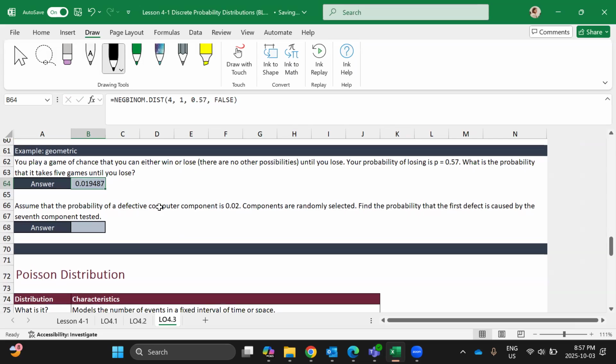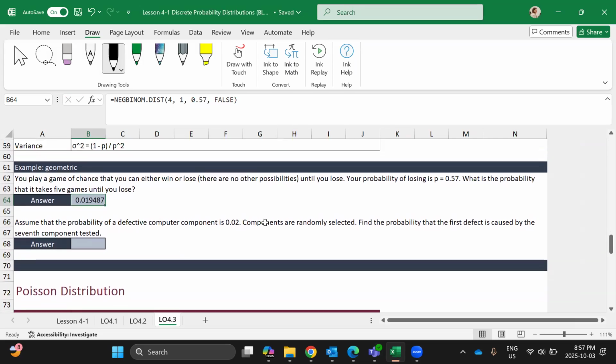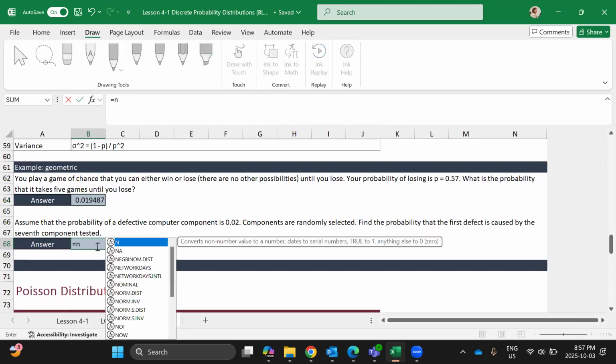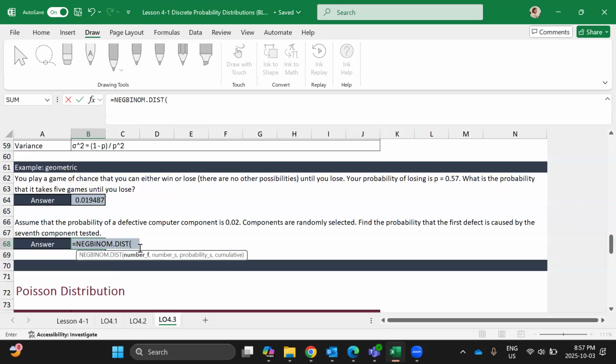Another question, assume that the probability of a defective computer component is 2%. Components are randomly selected. Find the probability that the first defect is caused by the 7th component tested. So again, this is asking you for failure at the 7th test. So you'd have 6 times before you fail. 6 plus 1 is 7. The probability of failure is 2%, and we always put false for the last argument. This is about a 1.77% chance that the first defect would be on the 7th component only.